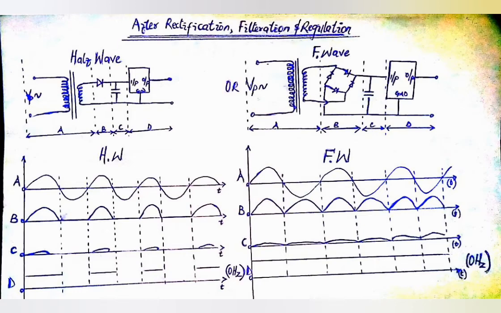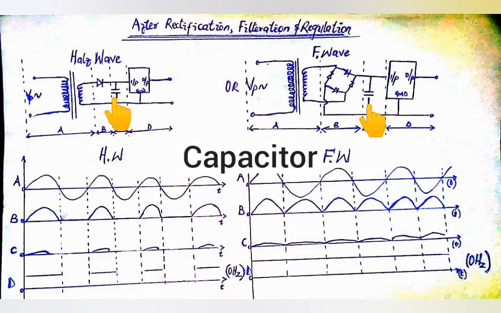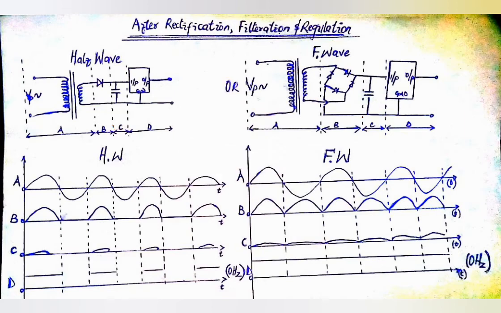This filtration is done by connecting a capacitor of high capacitance across the rectified voltage. The more effective the filtration, the smoother the waveform. A smoother waveform is usually achieved after filtering a full-wave rectified voltage than in a half-wave rectified voltage. This is another advantage of full-wave over half-wave.